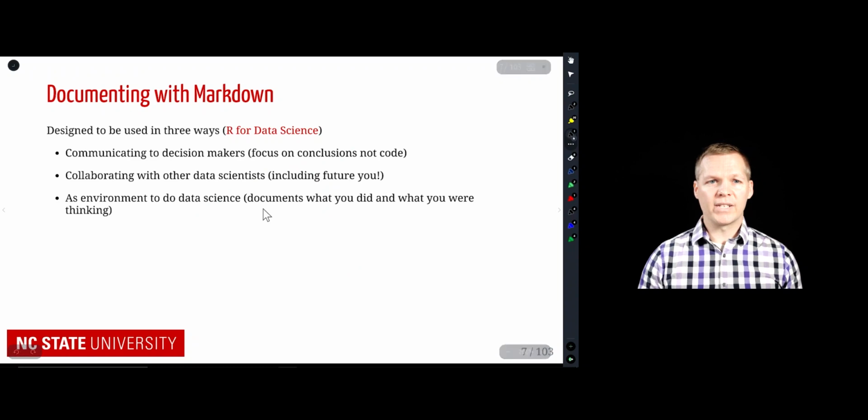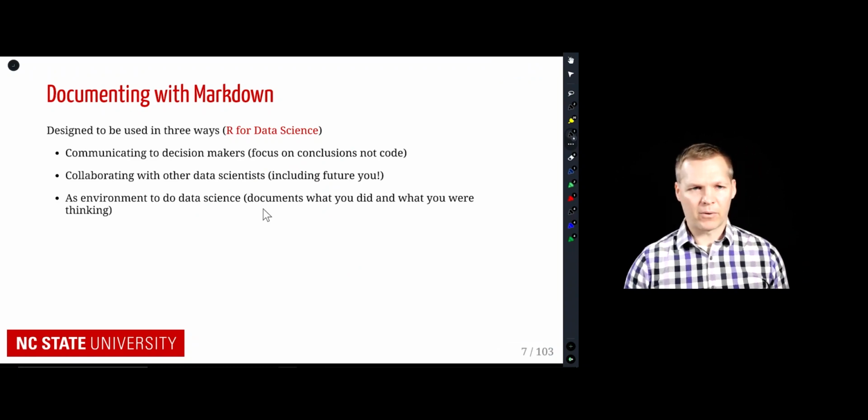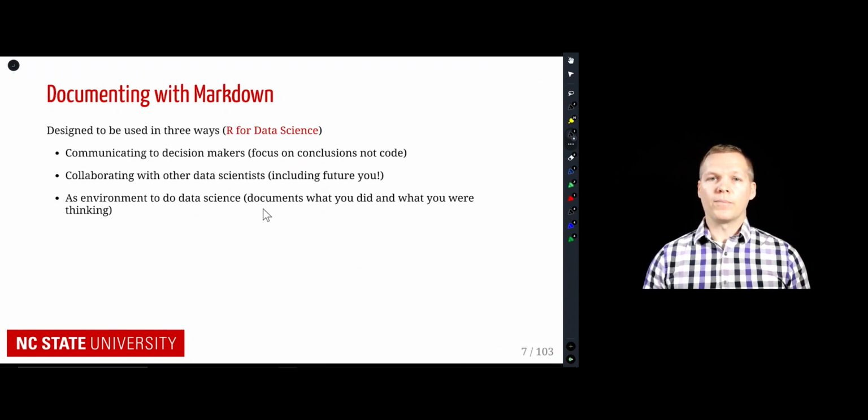All right, so what is this Markdown stuff that I'm talking about? What's it used for? Well, according to the book R for Data Science, which is written by Hadley Wickham, it's meant for communicating to decision makers. So there's a very easy way to hide all of your code when you produce your final document. So you just show your plots, your analyses, your tables, those kinds of things. It can also be used for collaborating with other data scientists, including you in the future. So you can put your entire thought process down, include the code, include the output, everything like that.